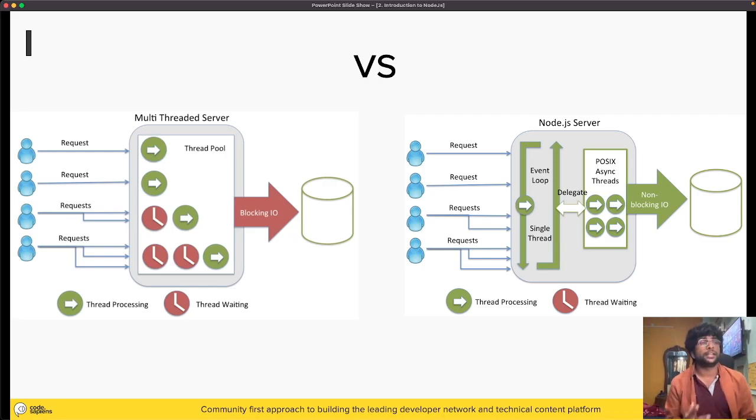So let me walk you through and compare both multi-threaded and Node.js servers, and how it's going to happen. In a multi-threaded programming language, each thread performs its operation in a synchronous way. The first thing you need to understand here is that a multi-threaded programming language like Java used to perform all the actions by creating threads, and each thread performs its actions in a synchronous way.